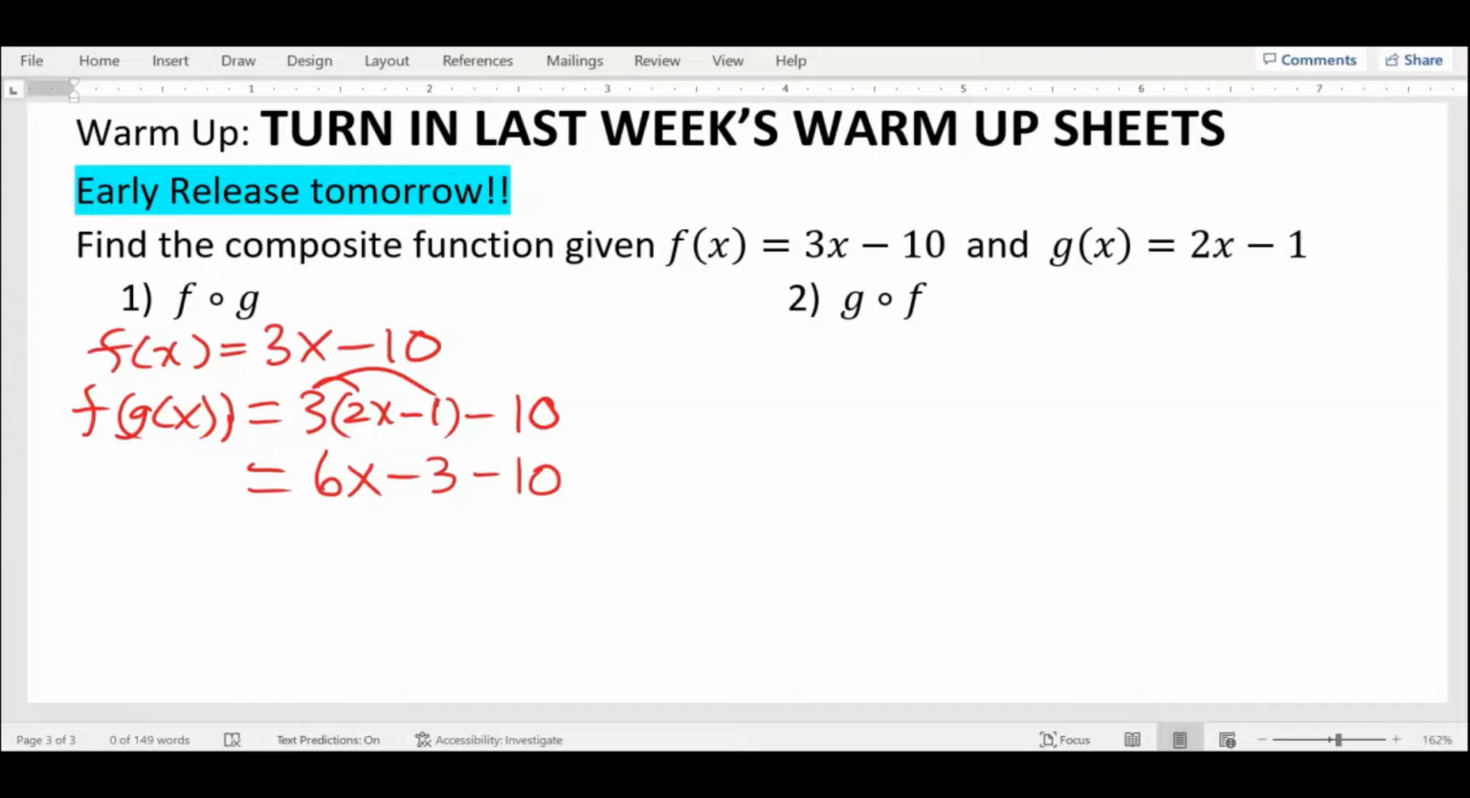Now, last step. I want to combine like terms. I have 6x, so I'm going to bring down that 6x. Now, those 2 constants, negative 3 minus 10, what's negative 3 minus 10? Oh, wait.